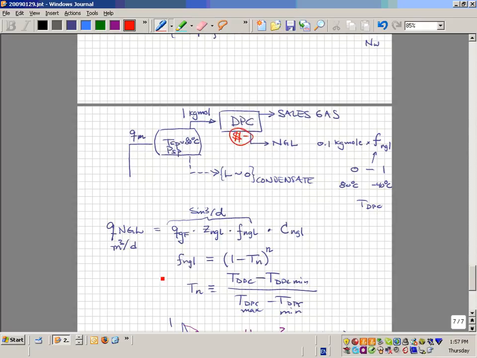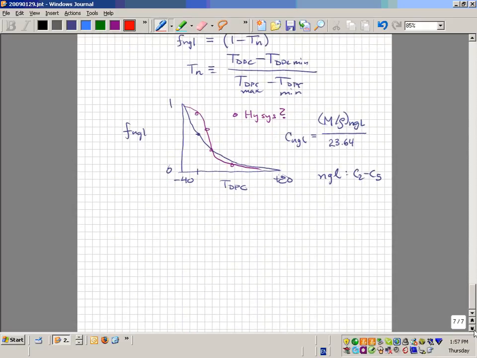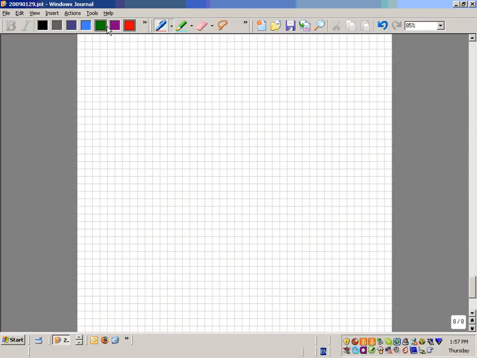What I can give you is a little more realistic figure with respect to the efficiency. Now, this is the NGL efficiency by component, where the components might be C2 to C6. Something like that.